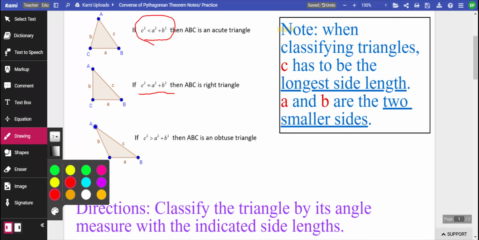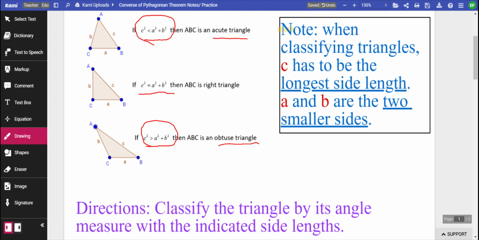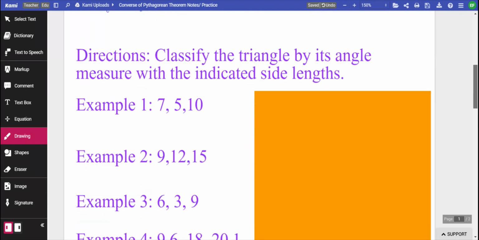As we look at our converse, what it states here is that if our c squared happens to be less than our a squared plus b squared, then our triangle will be classified as acute. If c squared is greater than a squared plus b squared, then our triangle will be classified as obtuse. So let's go through some of the practice problems down here.